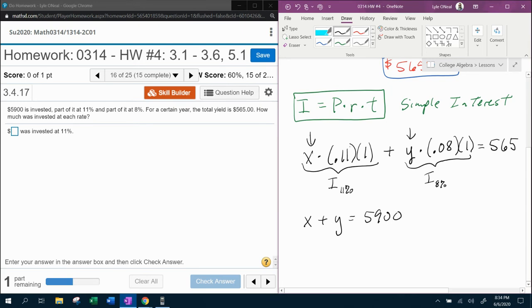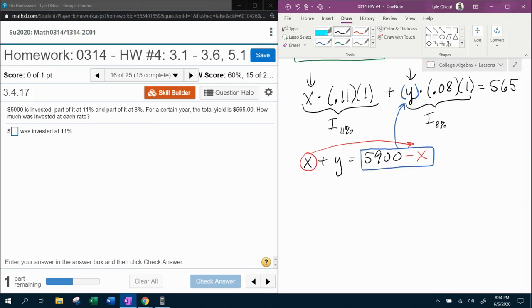Because if I take the amount in each account, the principal, it has got to equal the total amount that we invested. Now I can solve using either the addition or substitution method, and I choose substitution. So I'm going to bring the X over, which makes it minus X. And then I'm going to replace this Y here with what it's equal to here. And so now we're going to bring this equation down, and we're going to simplify it a bit.